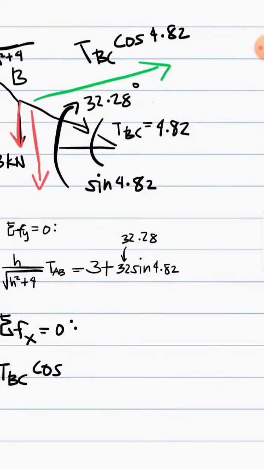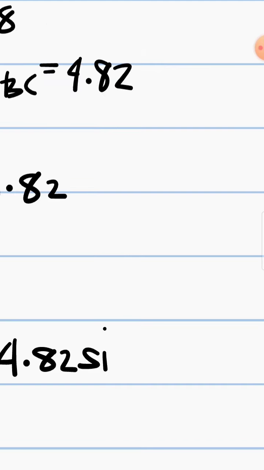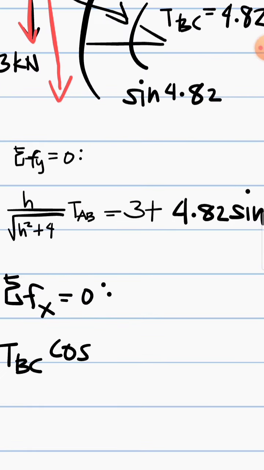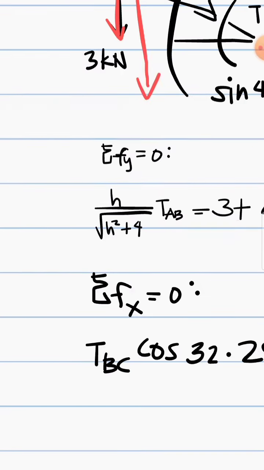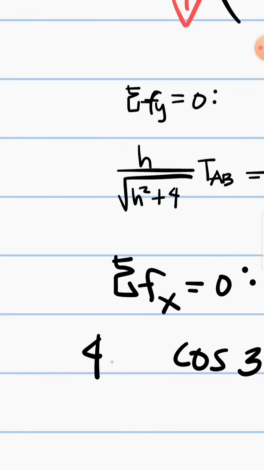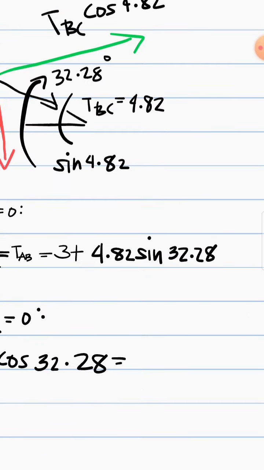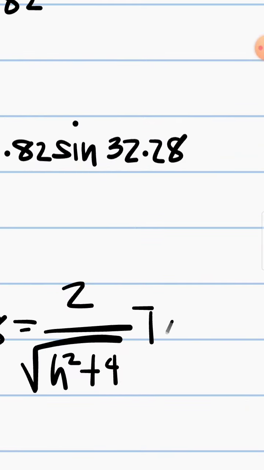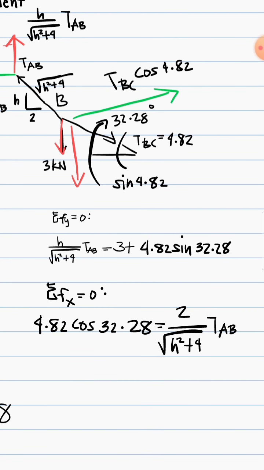So that's just TBC cos 32.28. And we know that TBC is 4.82. And that's equal to this component: 2 over square root of h squared plus 4 times TAB. As you can see, the only unknowns now here are h and TAB.